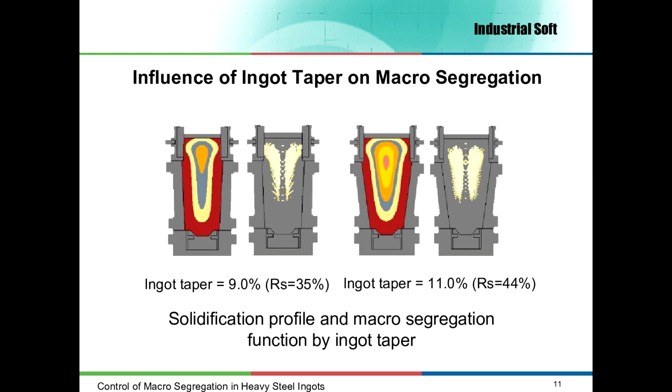To analyze the influence of ingot taper on segregation, as in the previous case, I made two simulations. For one of them, the ingot taper has been 9%. For the second one, the ingot taper has been 11%. In both cases the ingot weight has been 50 tons as well. As we can see, the area affected by segregation is larger if the ingot taper is high. One of the reasons is the increase of diameter at the top of the ingot and a lower solidification rate. So, to minimize the macro segregation in this ingot, a low ingot taper is recommended.